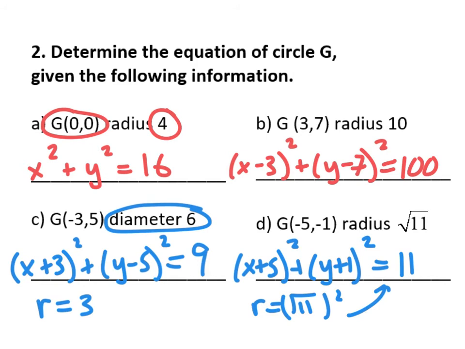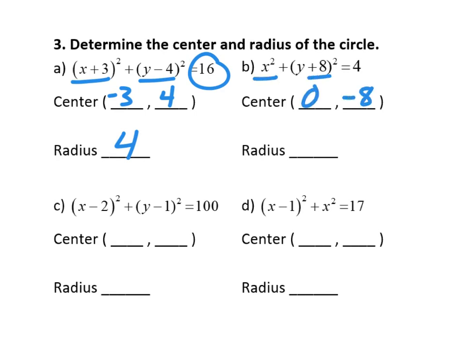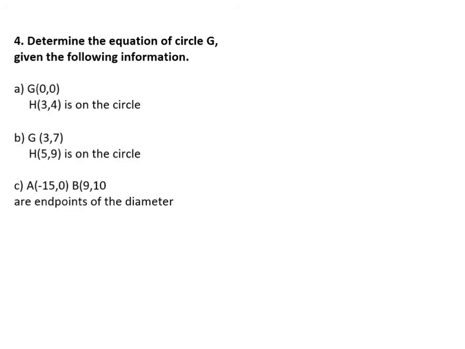Once again, quickly, let's just go from what we know. Minus 3 will be the x, 4 will be the y, our radius will be a 4. Here, it would be 0 and -8, and 2 would be our radius, because that's the square root of this number. 2 and 1 will be our x and y, and 10 will be our radius. Finally, 1 and 0, and the square root of 17. See how once you get the pattern, these are quite easy. The last 3 will cause us a little more work, not too much though.